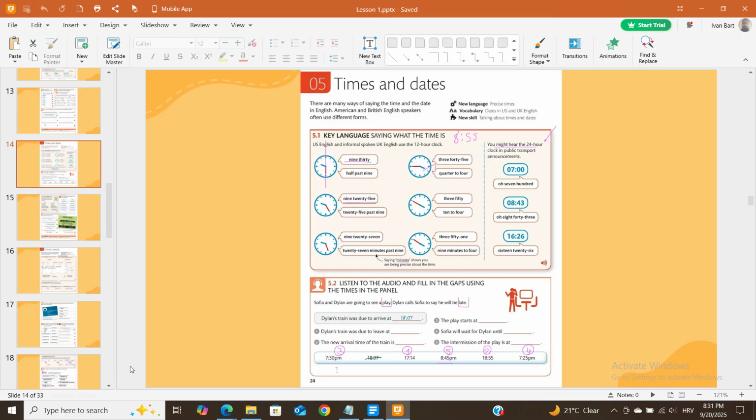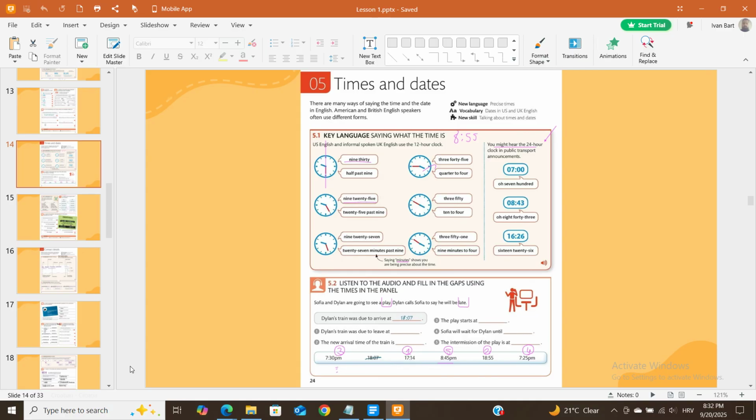0700. 9:25. 3:50. 10 to 4. 9:27. 27 minutes past 9. Saying minutes shows you are being precise about the time. 3:51. 08:43. 16:26. 9 minutes to 4.